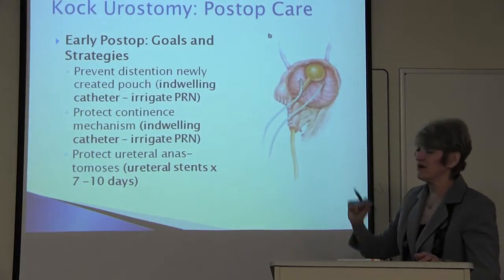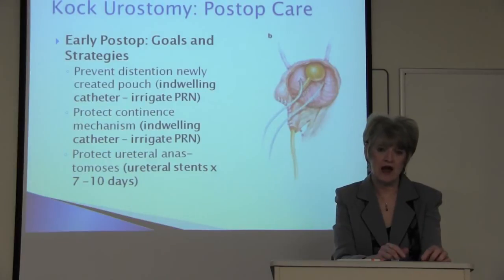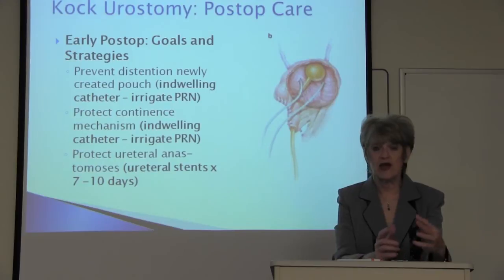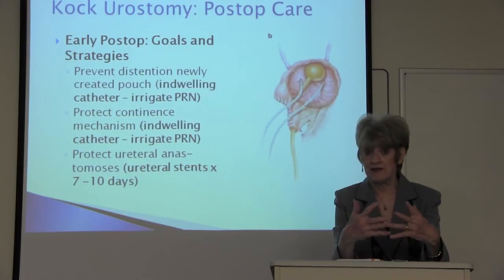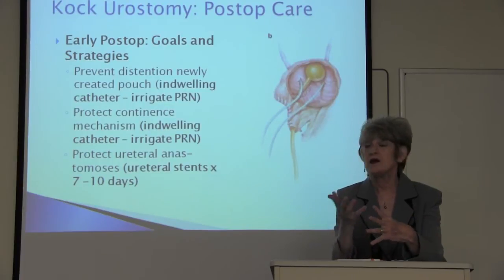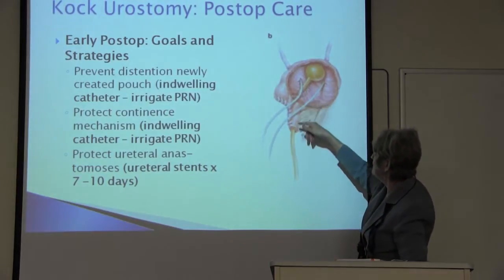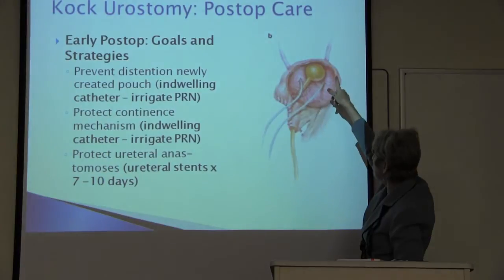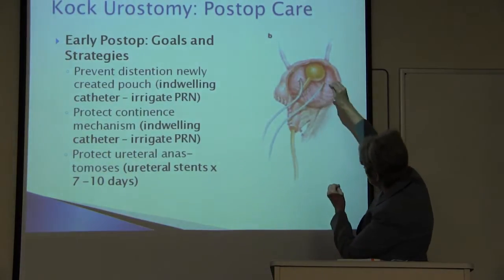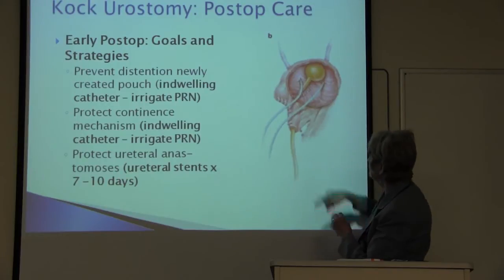Now, how do we manage these patients post-op? Just as we said when we talked about continent fecal diversions, when you're talking about continent urinary diversions, you have to think about early post-op, when the reservoir is healing and the continence mechanism is healing, and then you think about long-term. So early post-op for a Koch urostomy, you have a newly created reservoir. You have your ureters that are connected to the little section of ileum that you can't see. And then you have your abdominal stoma.